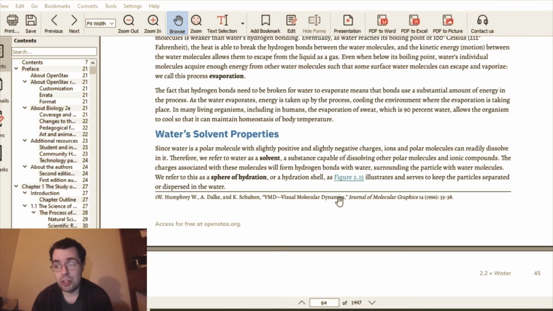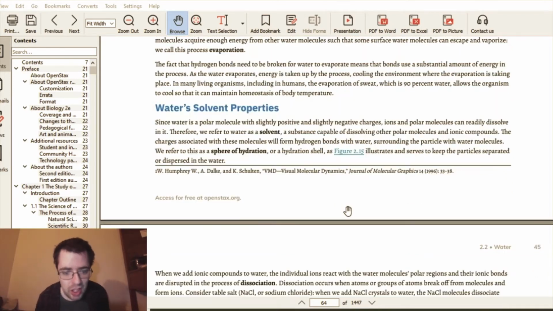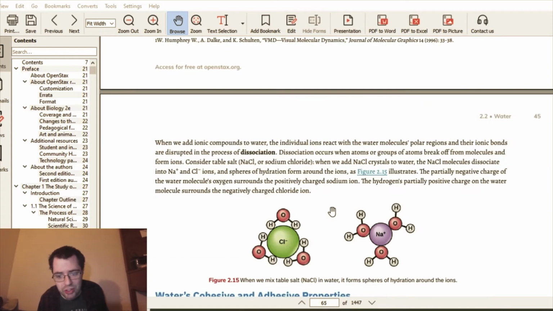And the opposite would be a solution, which would be the combination of the solvent and what's being dissolved. Like, for instance, salt is what's being dissolved, or sugar. Water is the solvent, and when you place that sugar into the water, making sugar water or salt water, that is called a solution. We refer to all of this as a sphere of hydration, or a hydration shell. Figure 2.15 illustrates that.